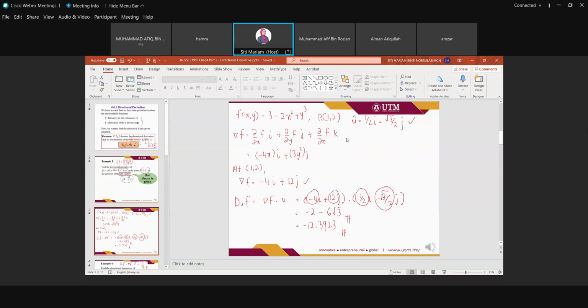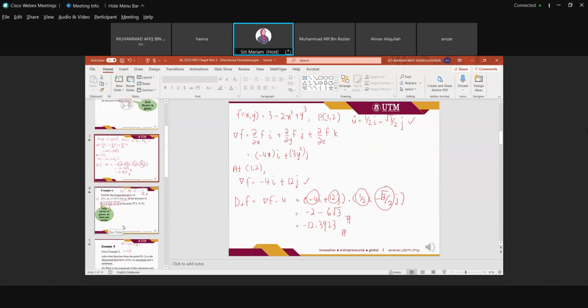Can you understand this? Boleh faham tak solution ni? Boleh, doktor. Okay, so if the question asks for directional derivative, this is how to find it, okay?